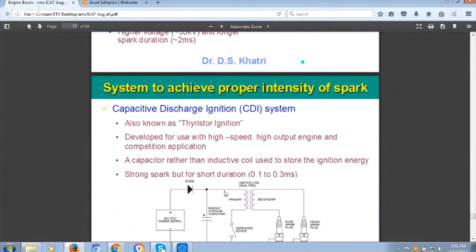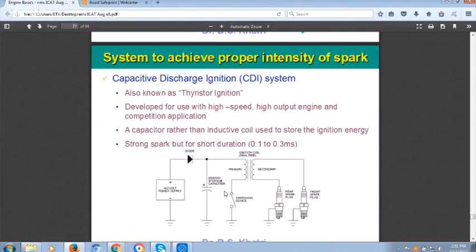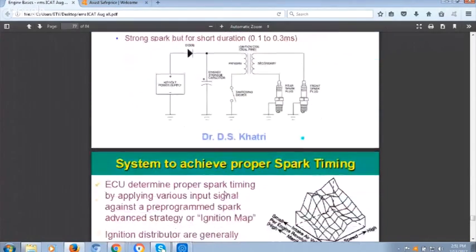Why do I have to advance? Because when the engine is moving at a very high speed, the time available for flame combustion is very low. So I have to advance the spark timing so that the combustion can be completed. And we have discussed that there is an ignition coil with a primary and secondary, and that gives around 30,000 volts.